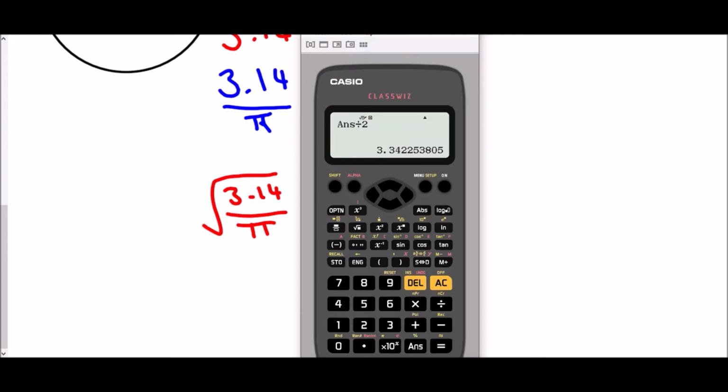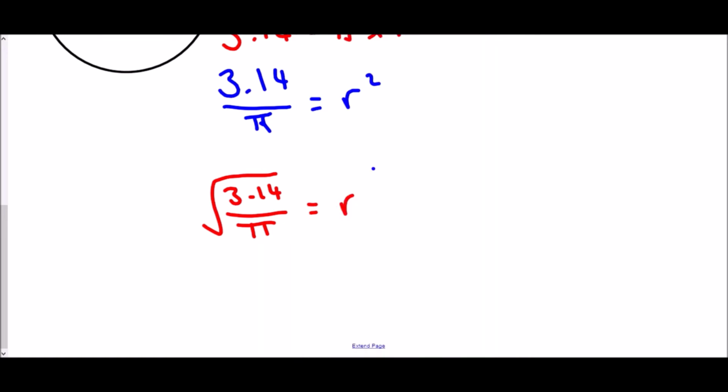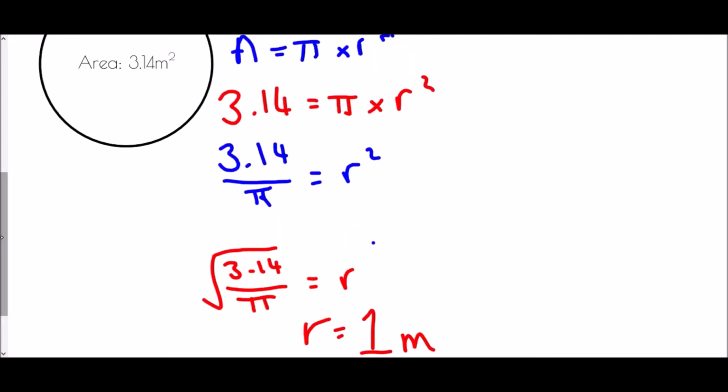And so let's grab our calculator. Square root of 3.14 all over pi, and that equals 0.99974648892. So to one decimal place, it is actually 1. And so the radius of this circle is 1 meter.